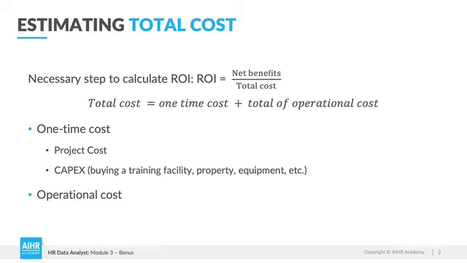And the second category is operational costs. These are the costs of keeping a project running, and these operational costs occur again and again, year over year or month over month, depending on the timeline that you're working with.